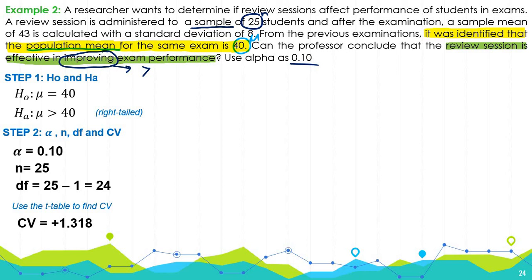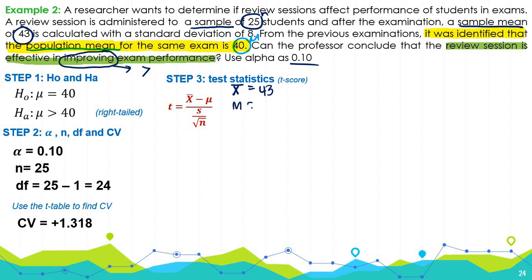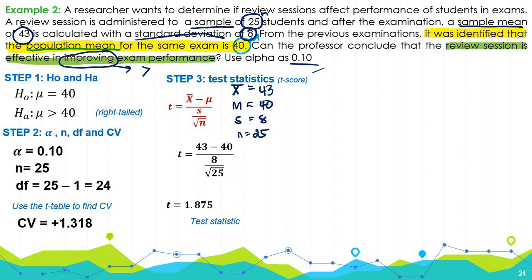alternative hypothesis. Moving on to step 3, we compute the test statistic. So again, we identify what is the sample mean. The sample mean given here is 43. Population mean is the one stated in the null hypothesis, that is 40. Sample standard deviation is also identified, standard deviation of 8. And then lastly, our N here is 25 students. So plug and chug, the value of t will be equal to 1.875. And this will be our test statistic.